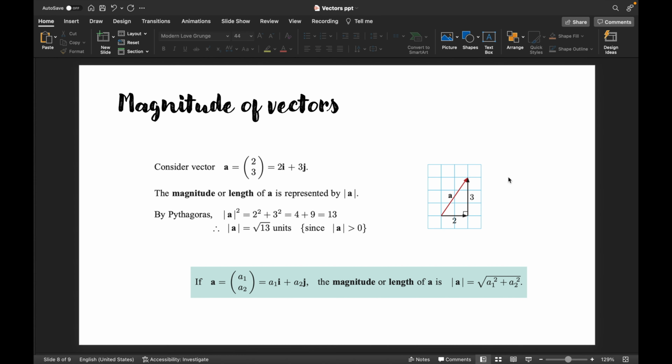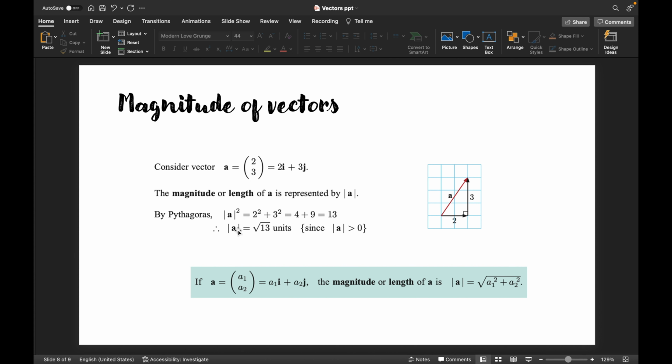The next topic is the magnitude of vectors. So first consider the vector 2i plus 3j. The magnitude or the length of A is represented by the symbol modulus. I'm pretty sure we learned this in either functions or quadratics. And by Pythagoras theorem, we have A squared is 2 squared plus 3 squared, which is 13.